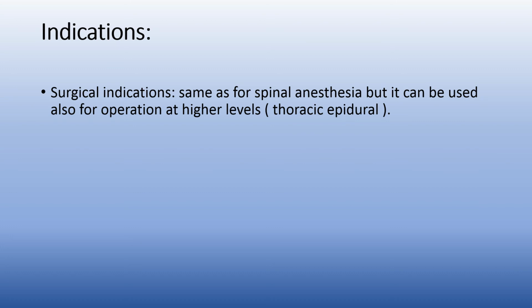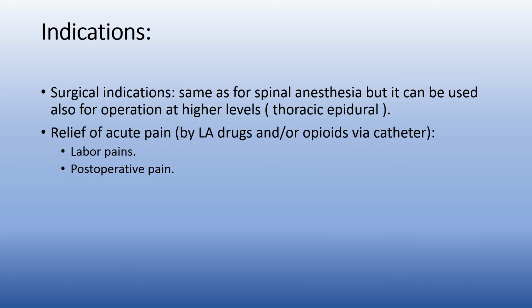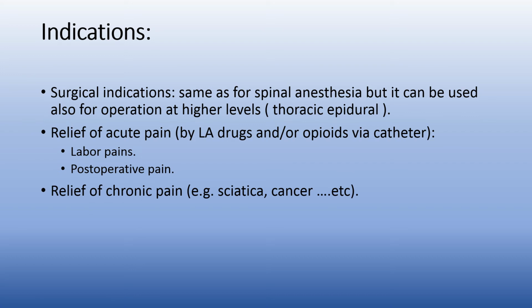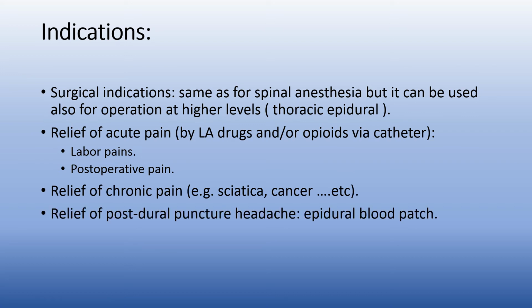Indications. Surgical indications are the same for spinal anesthesia, but it can be used also for operation at higher levels because we can perform what is called thoracic epidural. Relief of acute pain, for example, labor pains, and this is very famous, post-operative pain, relief of chronic pain, and relief of post-dural puncture headache by epidural blood patch that we talked about in the previous lecture.